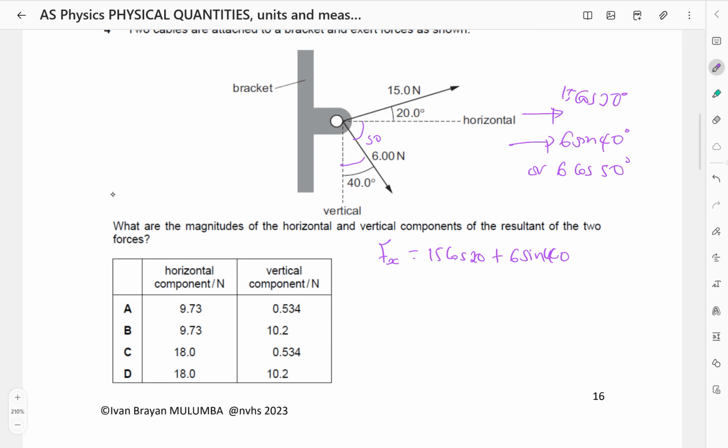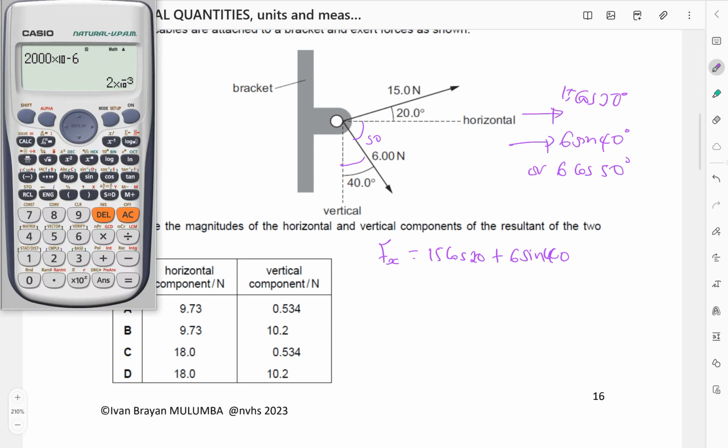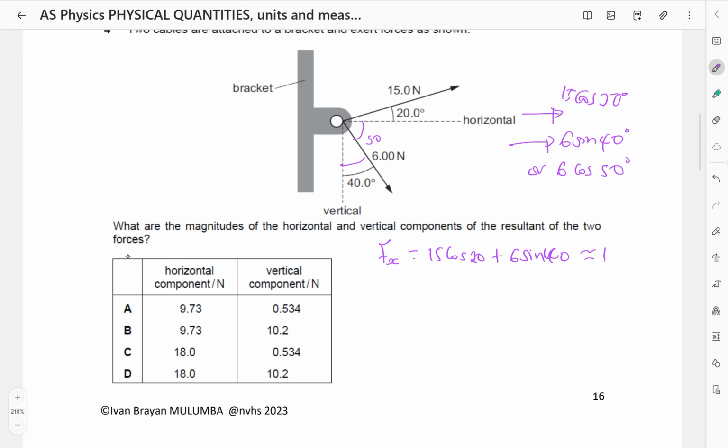or I will say 15 cos 20 plus 6 cos 50, which gives us 15 cos of 20 plus 6 sine of 40, which is 17.9, which is approximately 18. So that is 18 newtons, F in the X. So it means we have eliminated A and B because the horizontal components are 9.7, 9.7.